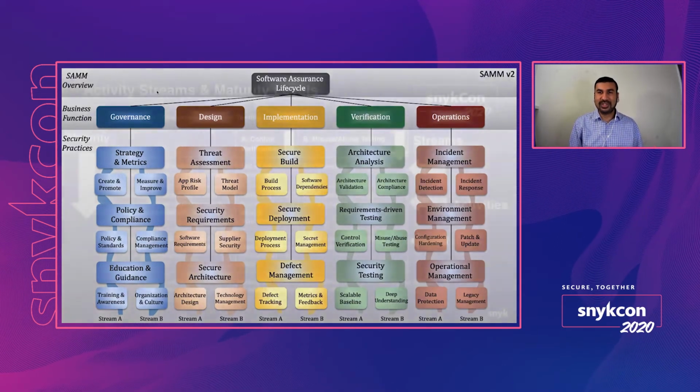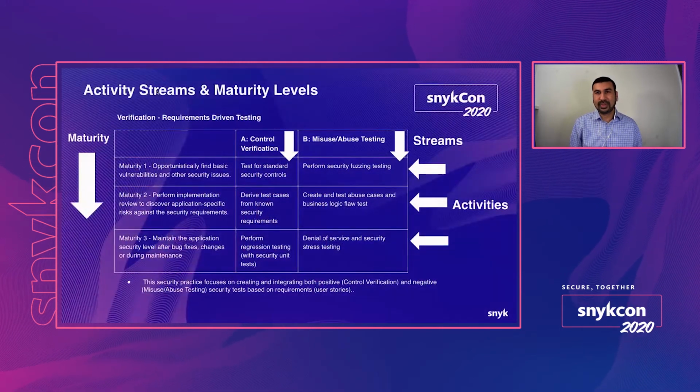Now, let's look at activity streams and maturity levels. So let's look at requirements-driven testing under verification business function. The goal of the requirements-driven testing practice is to ensure that implemented security controls operate as expected and satisfy project's stated security requirements. Requirements-driven testing security practice is divided into two streams: control verification and misuse and abuse testing. The former verifies application security controls, satisfies stated security requirements, and validates their correct functioning. These requirements are typically functional in nature.